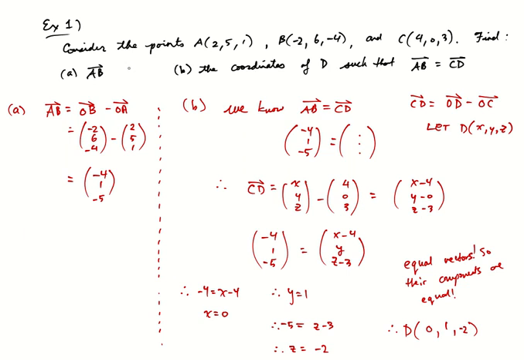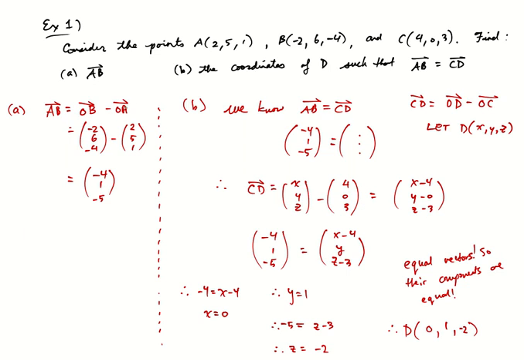Okay, so what would this look like? Let's start with the first one. Find the vector AB. AB is really OB, the position vector of B relative to O, minus the position vector of A relative to O. OB is just the coordinates of the point B written in vector form, and same thing with OA.